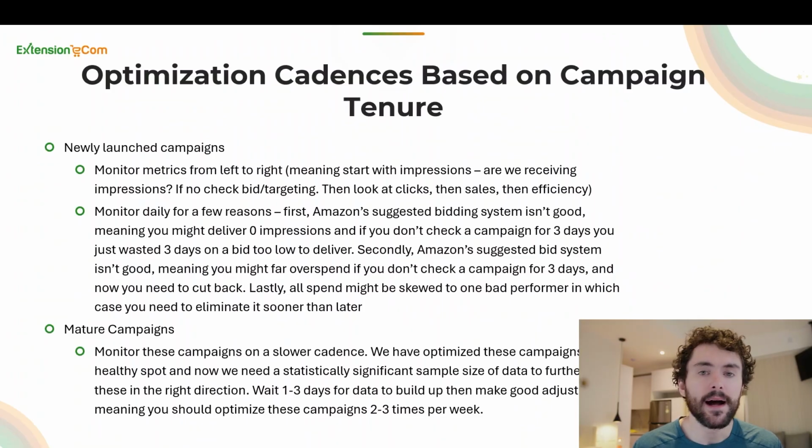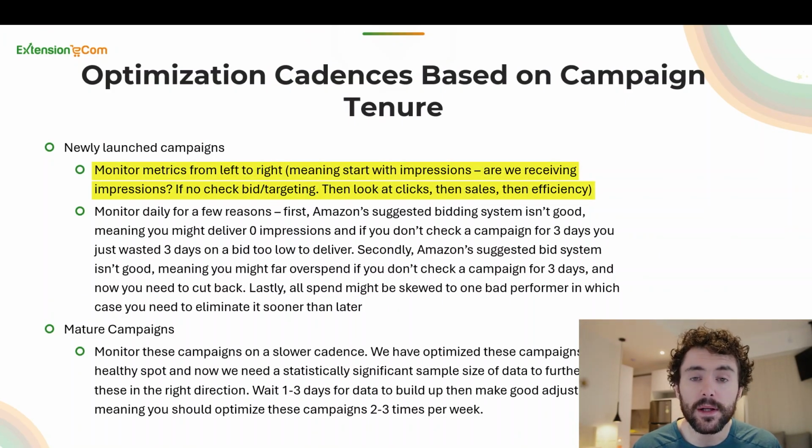And then lastly, let's talk about optimization cadences based on campaign tenure. So if you have a newly launched campaign, you want to monitor your metrics from left to right. What do I mean by that? You want to start with the impressions. Are we getting impressions? No. Increase the bid. Are we getting clicks? If yes, what's our click-through rate? Was the target relevant? Do we have an issue with the main image? Are we getting sales? Are those sales efficient? If they're not efficient, is it a targeting issue or is it a listing issue? You want to start left to right.